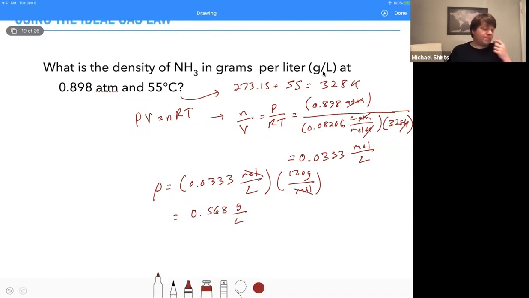So PV equals nRT relates these quantities. It relates density as well, because density is a function of the quantities that it relates. So we get that for free as well.